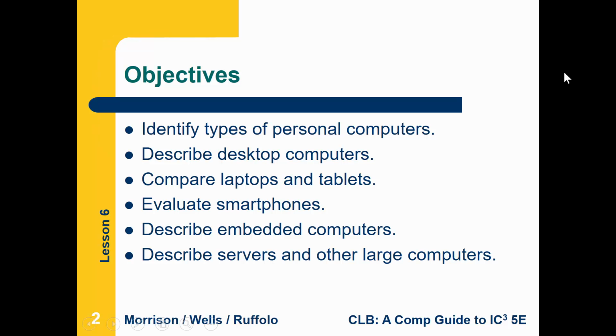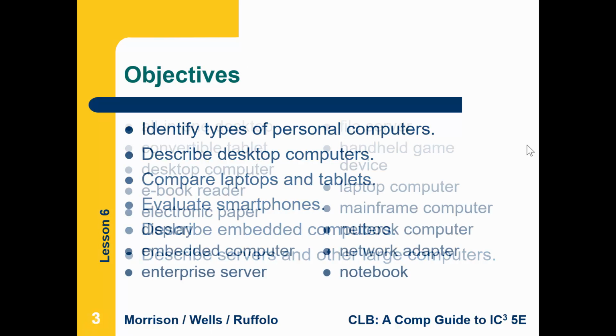So the objectives, we are going to look at the types of personal computers. We're going to look at desktops, laptops, tablets. We'll look at all-in-ones. We'll look at two-in-ones. What the heck is a two-in-one? Next thing you know, there'll be a 3-in-1. We have smartphones. We'll look at embedded computers and then just briefly look at servers and stuff like that.